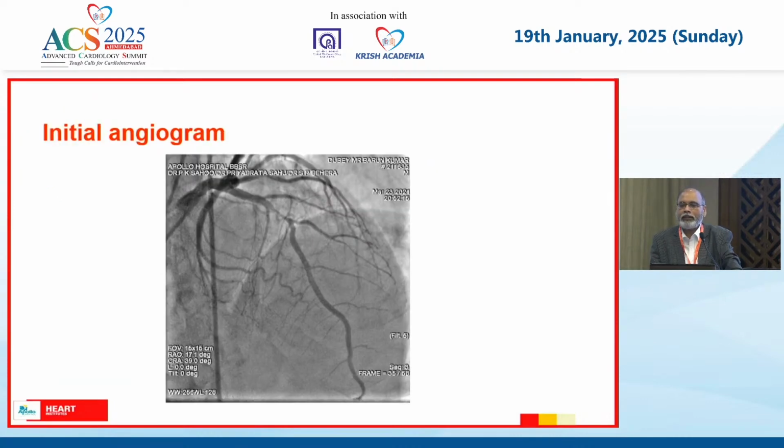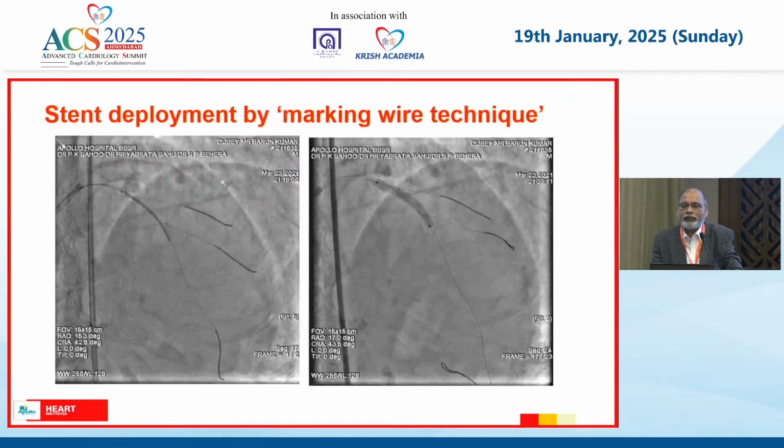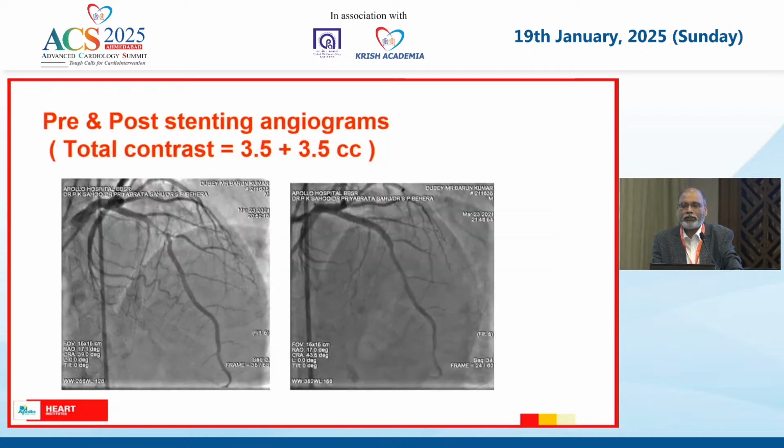For example, this is a very simple case of a patient with CKD with creatinine of 7, where the 2 marker wires are there. You just do an IVUS, put your stent, and then finish it off with just 3.5 plus 3.5 cc contrast. One for the imaging, one for the last shot. This is all that is done.